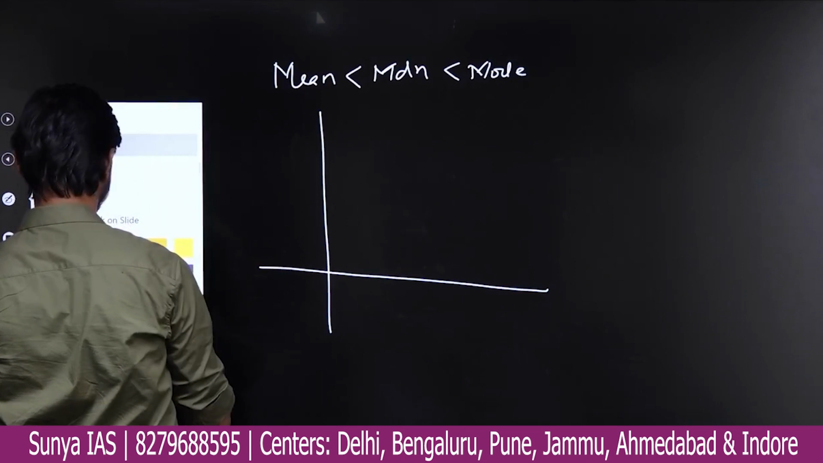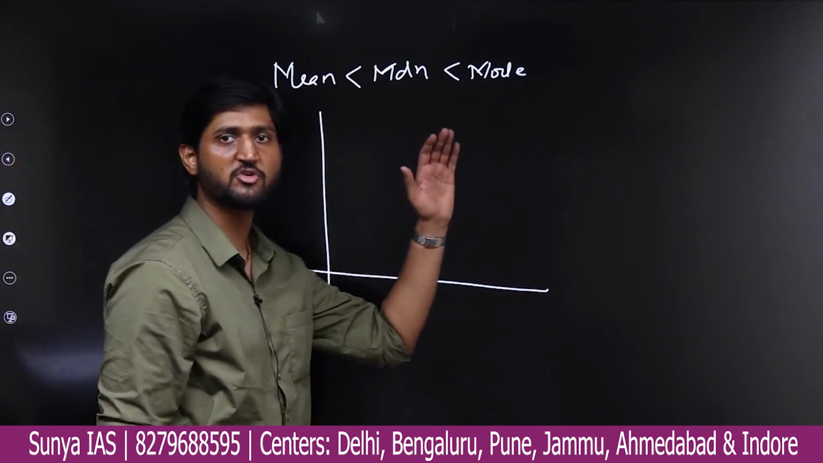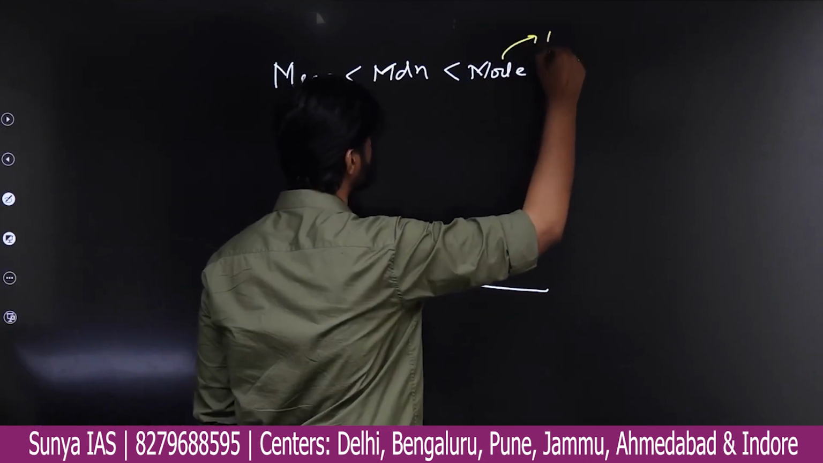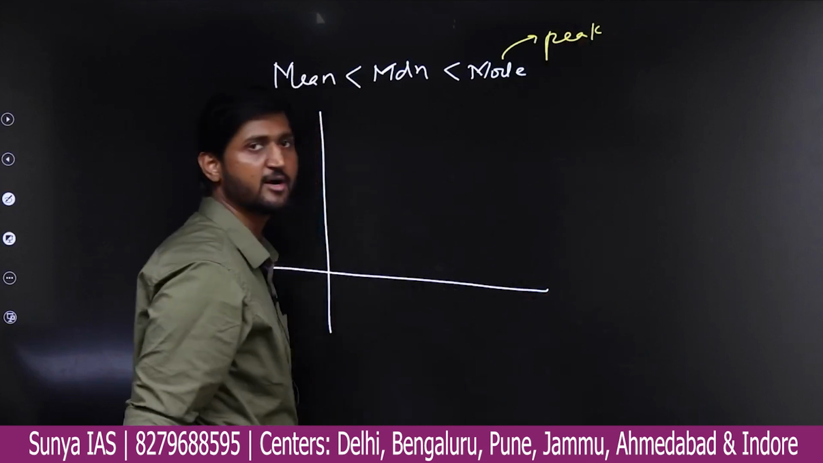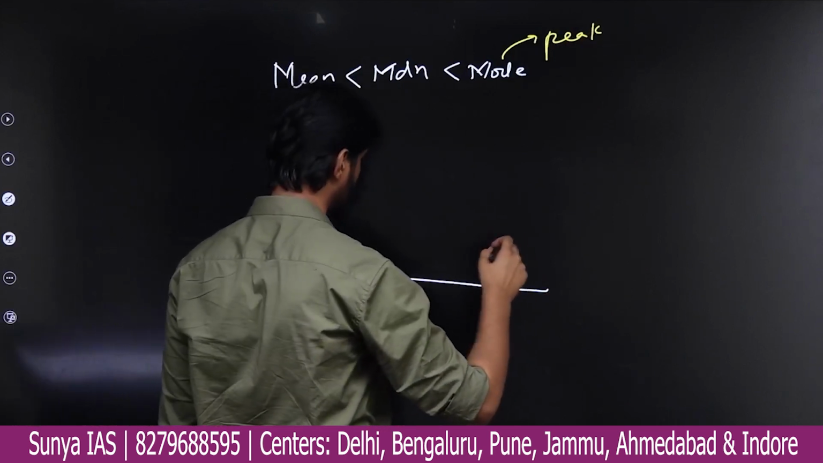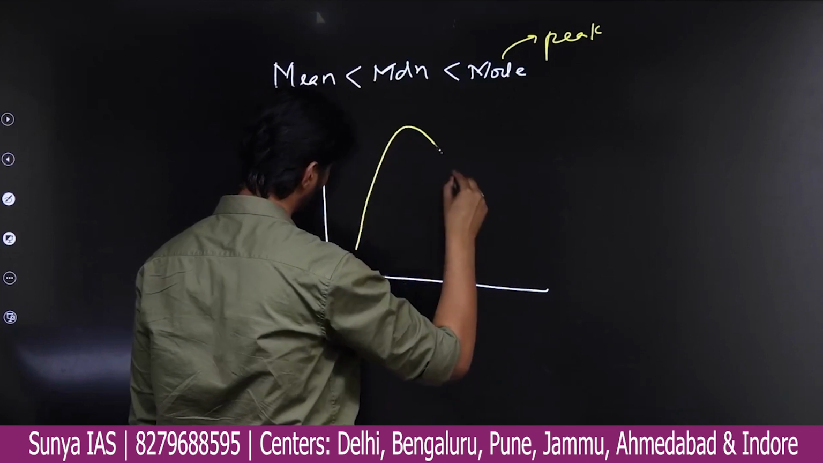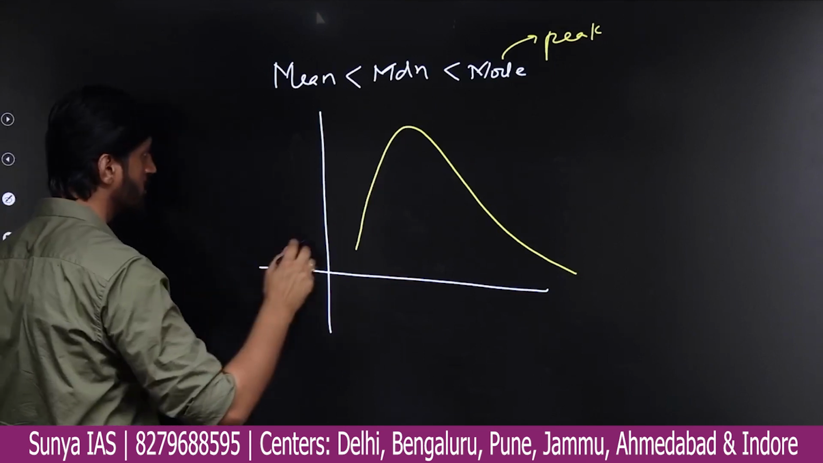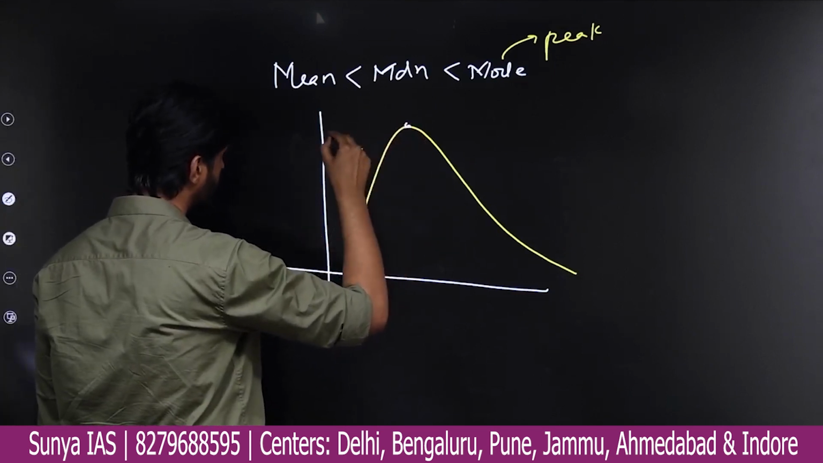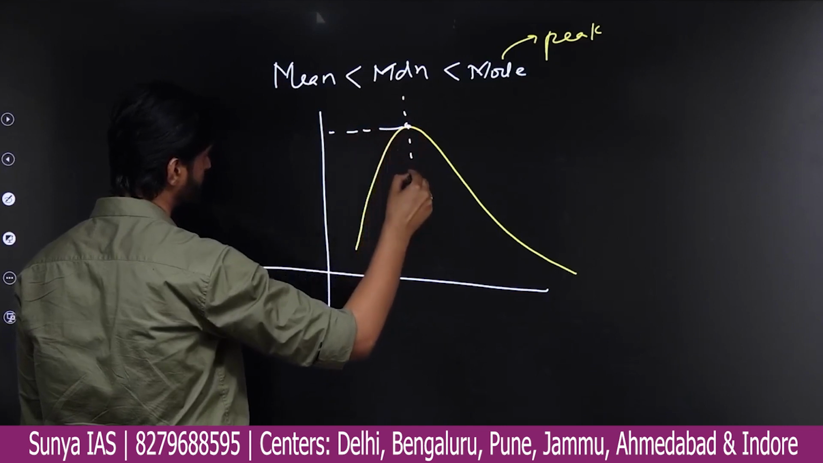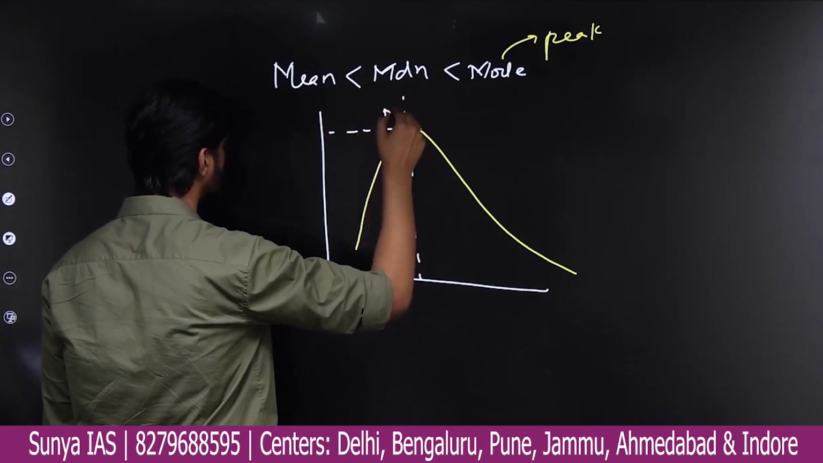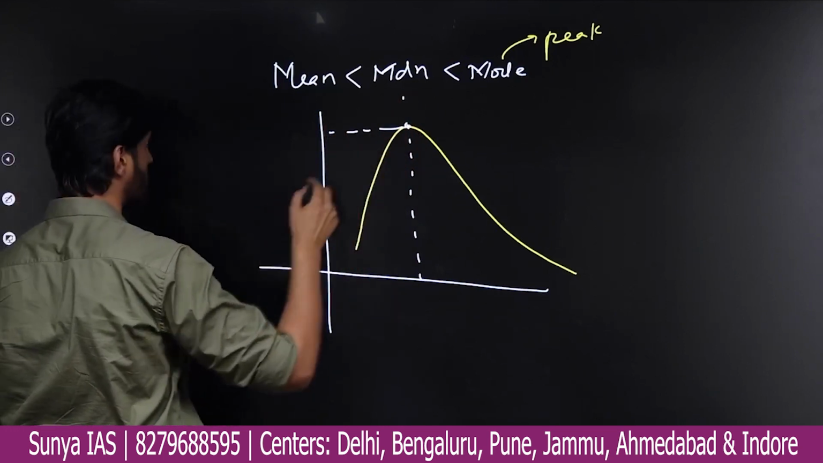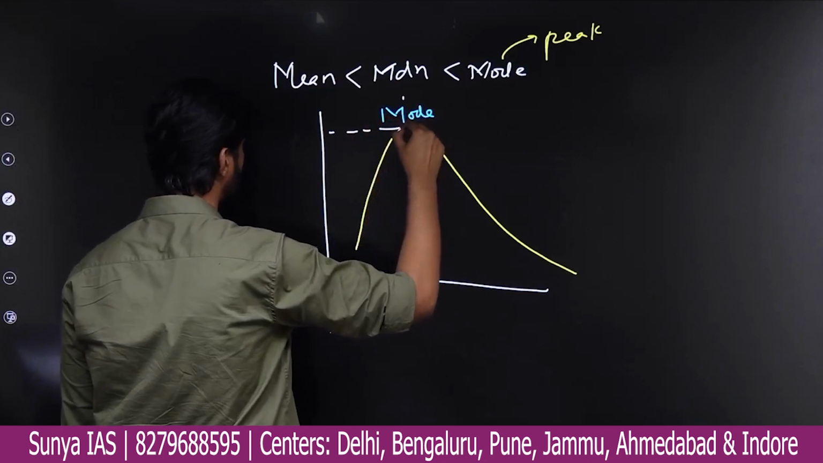Now what is mode? Mode is the quantity which is repeated the maximum time. So whatever the peak of the graph is, that will be the mode. So suppose we have this graph. Here the quantity which is repeated maximum is at this point, it is having the maximum value. This quantity is going to be the mode. Let me use blue color to represent that. So this is the mode, the peak of the curve.